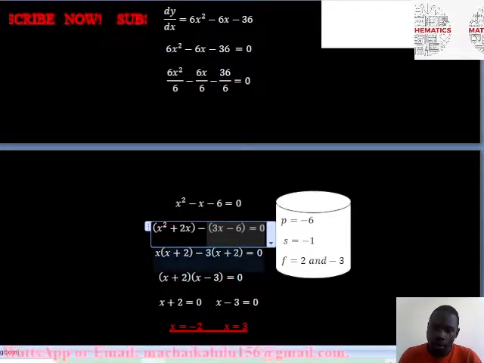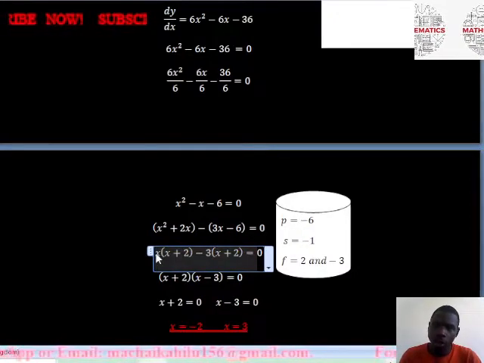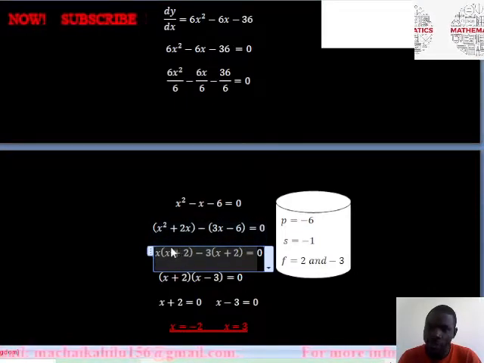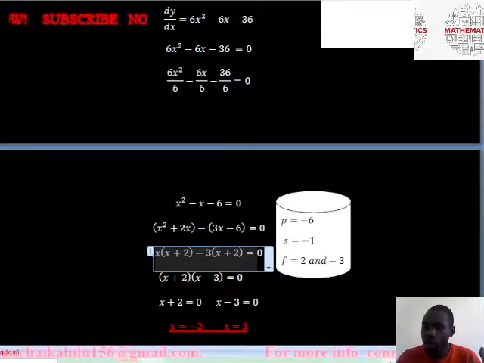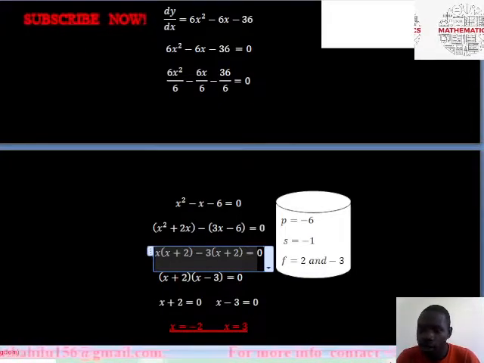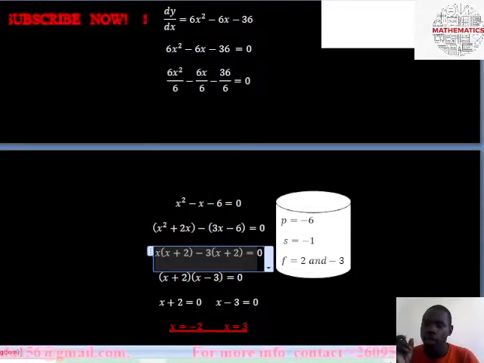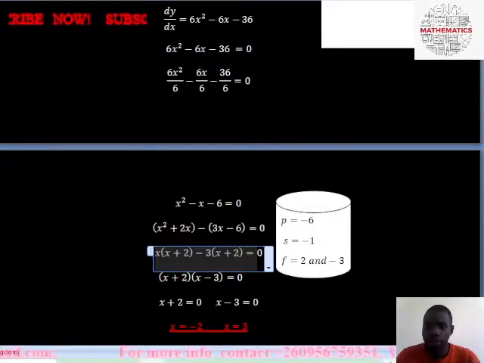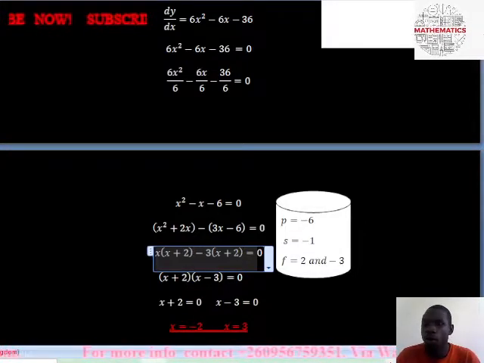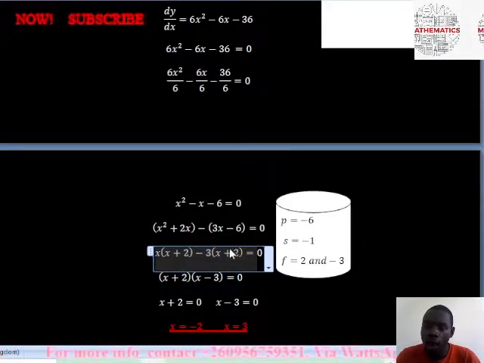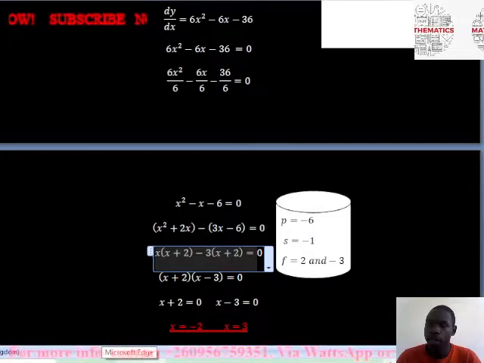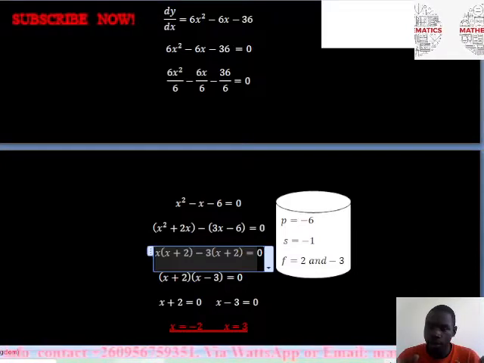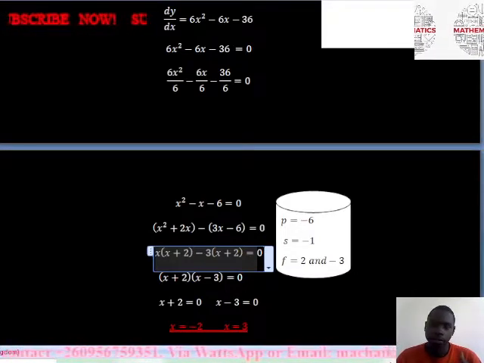So now when you look at this part, you'll notice that the terms inside the bracket are the same. Here I have x plus 2, and in the next bracket I have x plus 2. Hence, that tells me my factors are correct. If my factors were not correct, I wouldn't have gotten the same terms inside the brackets.